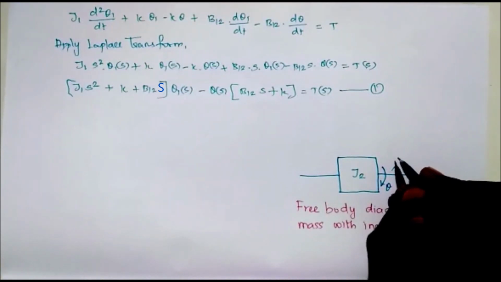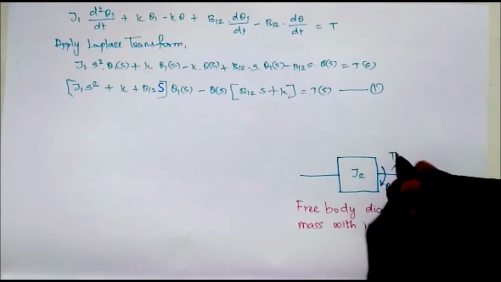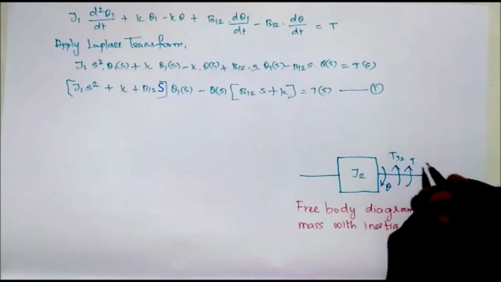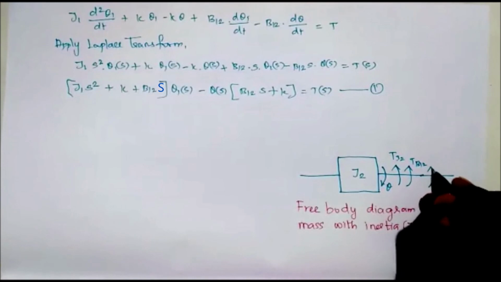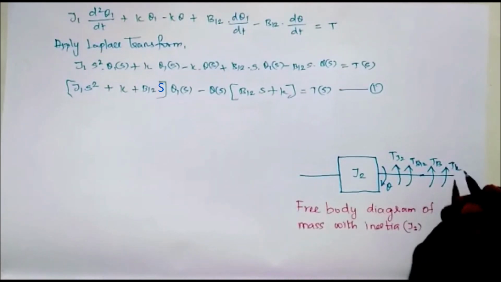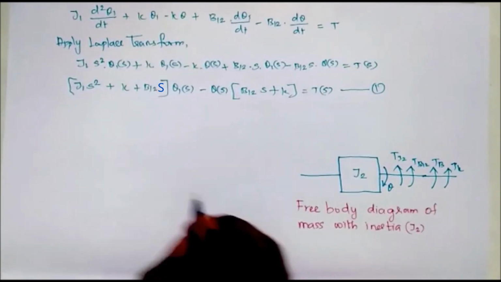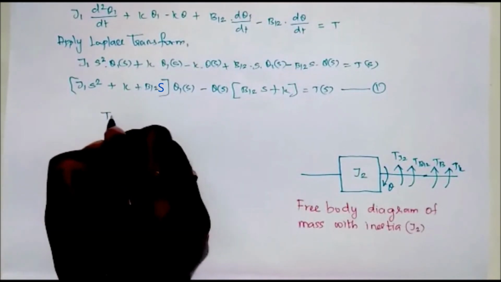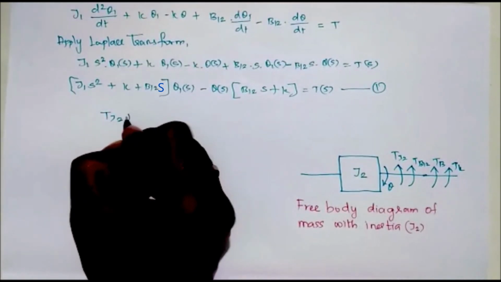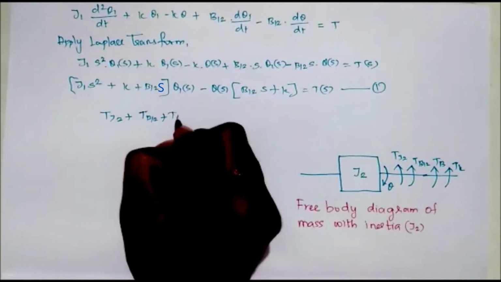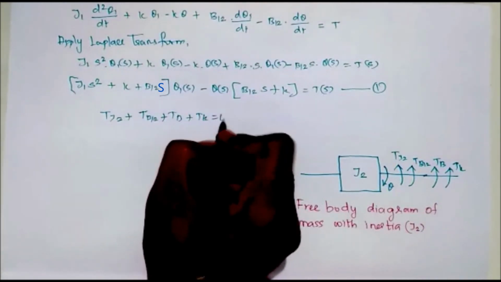Opposite torques are: T J2, its own moment of inertia, then opposing torque T B12, then opposing torque T B, then T K. So now we have to write the torque balance equation. All torques are opposing torques, therefore the sum of all torques: T J2 plus T B12 plus T B plus T K equals 0.